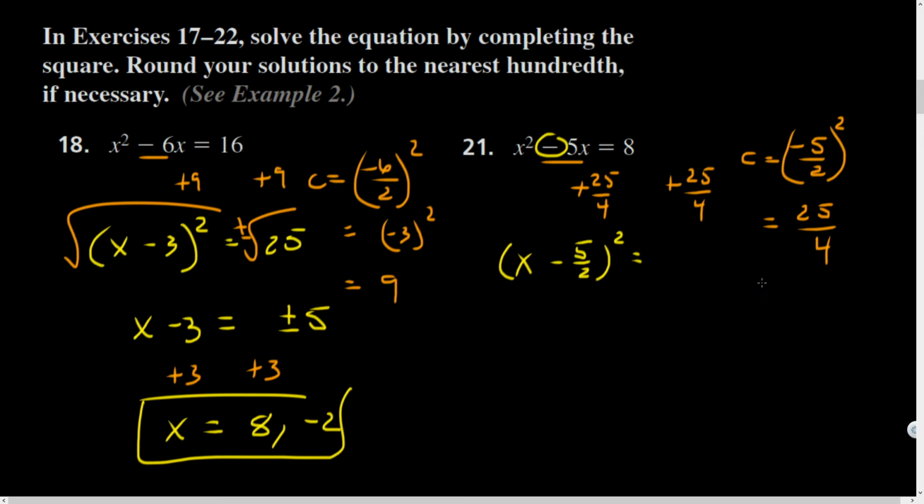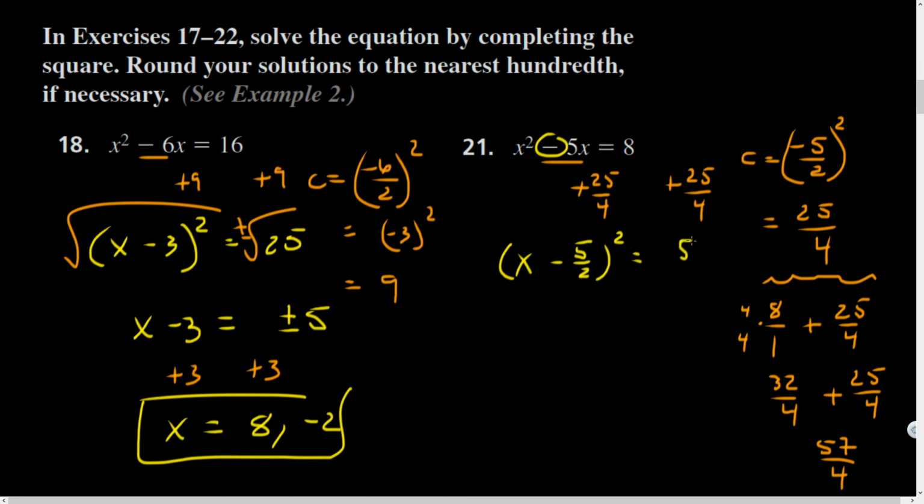So let's see. Here's some more scratch work. Ready? 8 over 1 plus 25 fourths. Common denominator, multiply this by 4 over 4. So I get 32 fourths plus 25 fourths is equal to 57 fourths. All right. So wherever you do that work, doesn't matter to me. Right, on the test, though, you'll have to have that somewhere where I can see it.